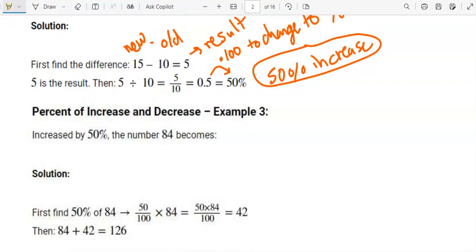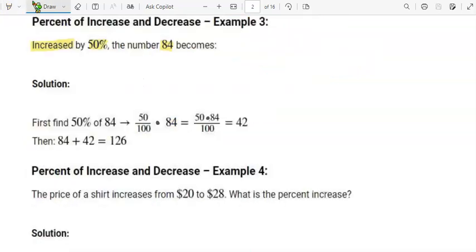Percent of increase and decrease, example 3. Increased by 50%, the number 84 becomes... Solution. First find 50% of 84. So when we do that, 50 over 100 reduces to 1 over 2. Half of 84 is 42. It increased by 50%, so we're going to add those together. You get 126.